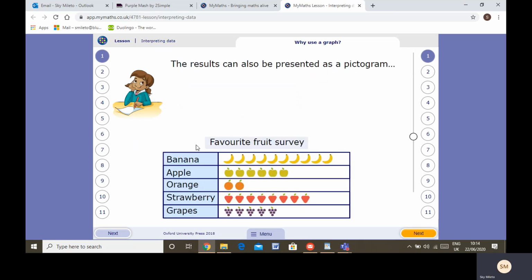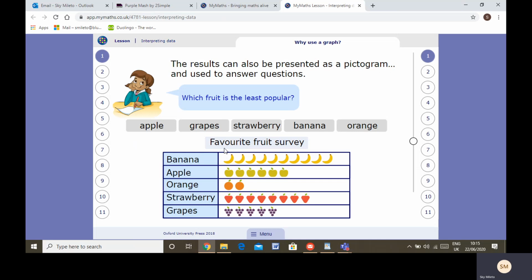So we could also do it as a pictogram like we learnt yesterday. Here we can see that each piece of fruit represents one person, because we know there was 10 bananas. We can count that there are 10 bananas there, people who liked bananas. So which fruit is the least popular? We can see that the least popular fruit is orange, because there are only 2 oranges, therefore only 2 people liked orange.